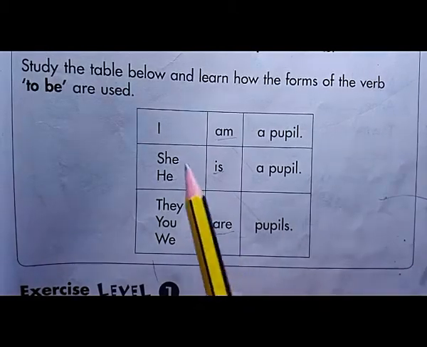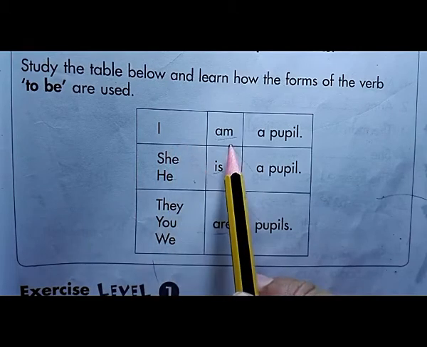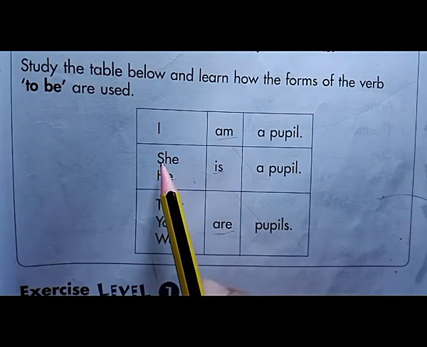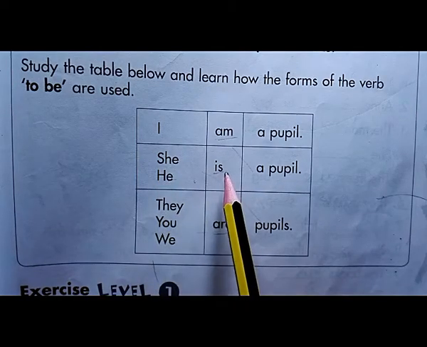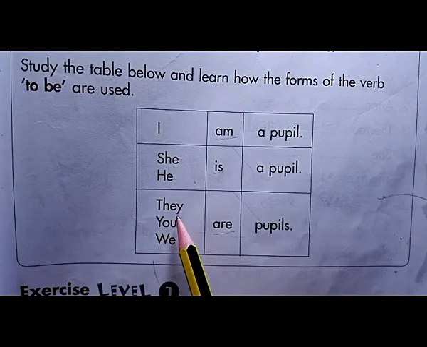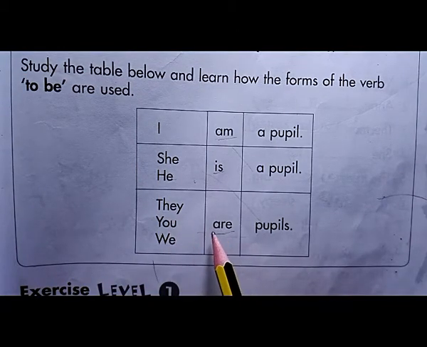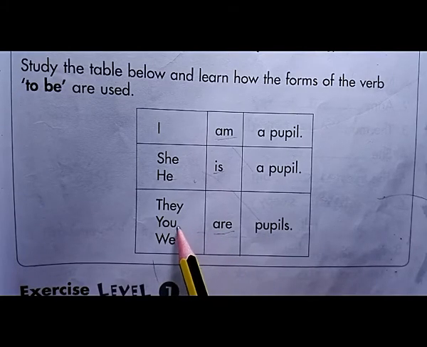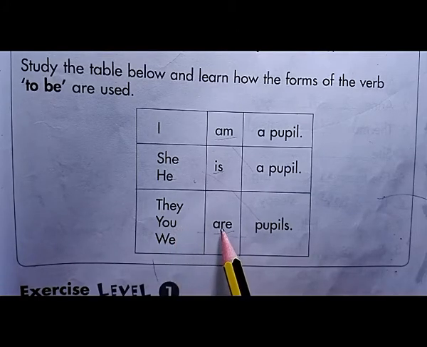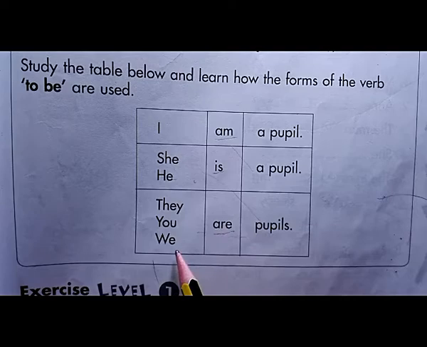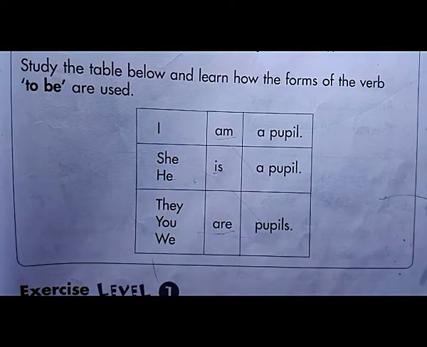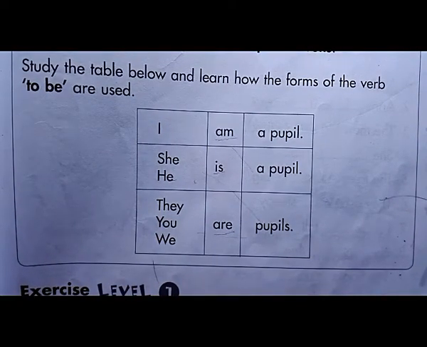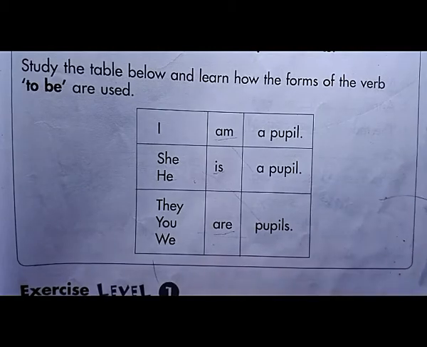So you need to learn: I am, she is, he is, they are, we are, you are, we are. Now, keep this table in your mind, learn it properly, and when you finish learning, solve exercise 1.